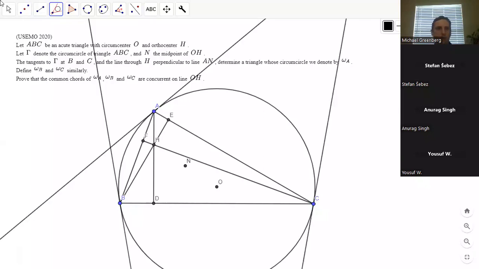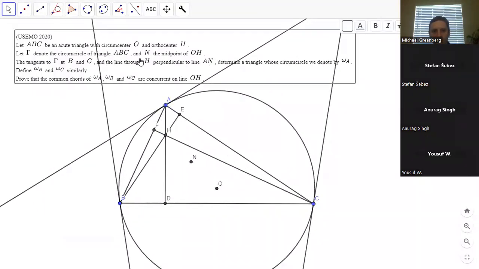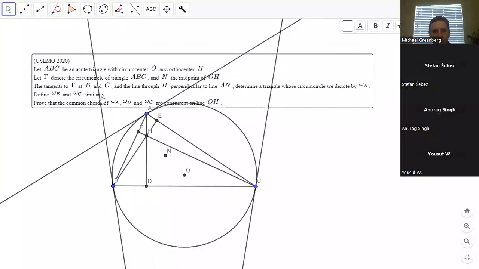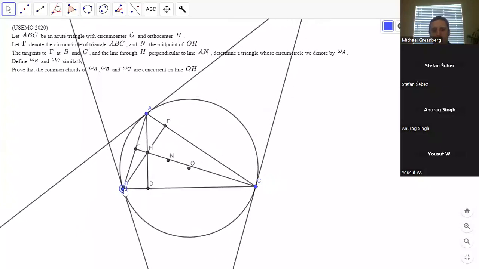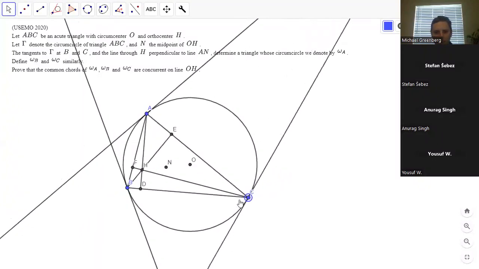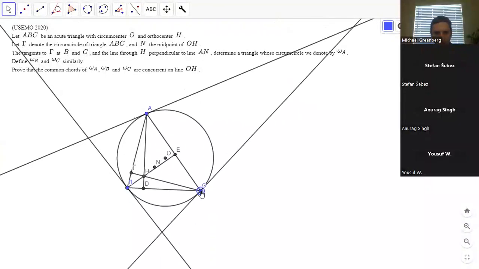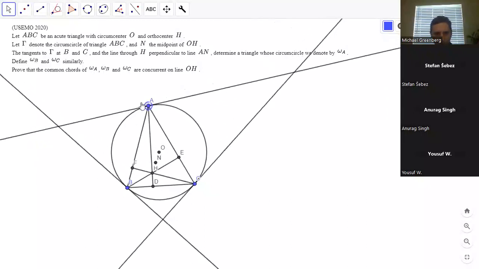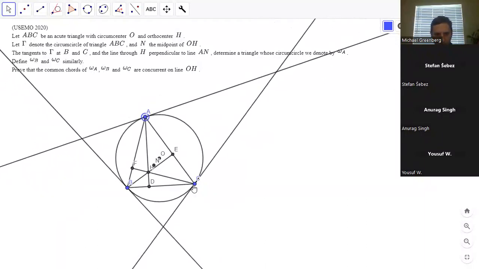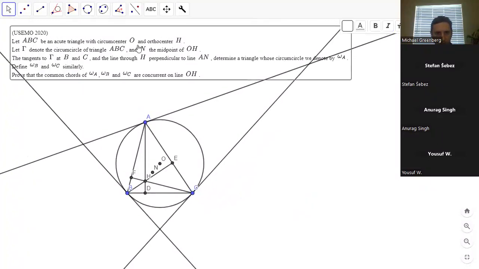So what's the name of this triangle formed by the 3 tangents? Is there a name for it? Tangential triangle. Tangential triangle. Yeah. So draw it like that. So yeah, maybe something like this.